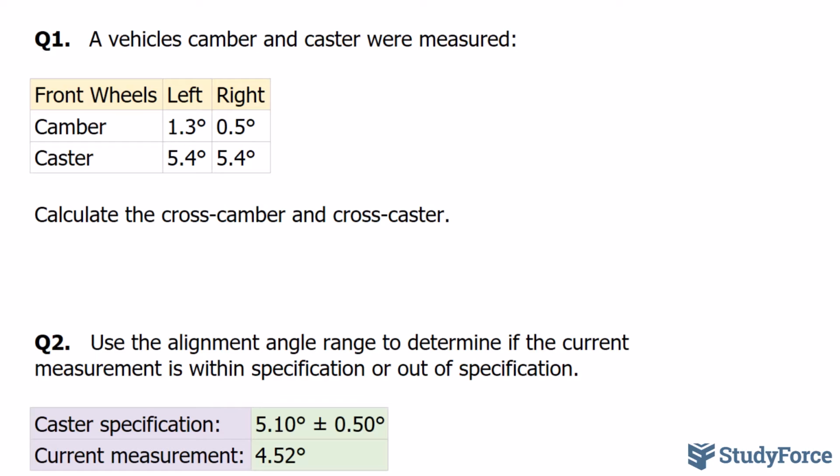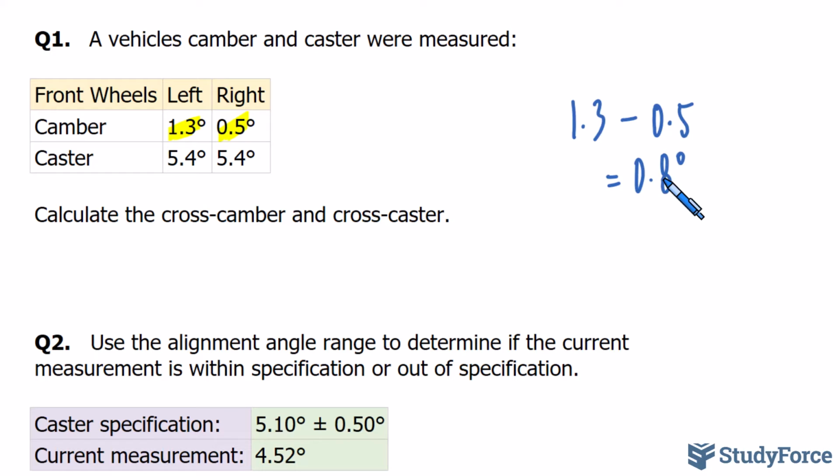A vehicle's camber and caster were measured, and those measurements are shown in this table. Calculate the cross-camber and cross-caster. Let's begin with cross-camber. What we do is we take this value and subtract from it this value. Subtracting the right measurement from the left is a standard convention in many cases, so it's a good idea if you do the same. Here's what we find. 1.3 take away 0.5 makes 0.8, and that's in degrees.